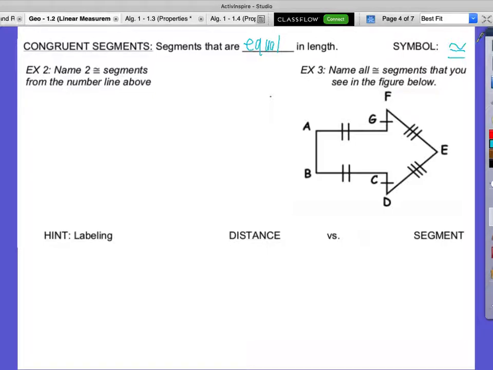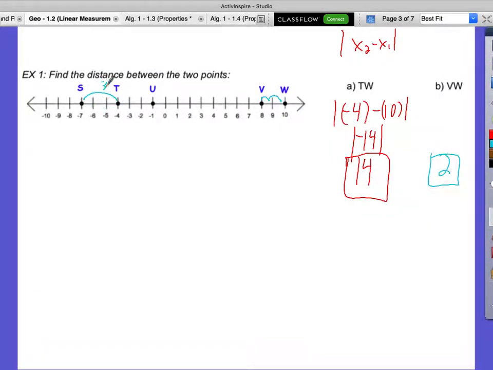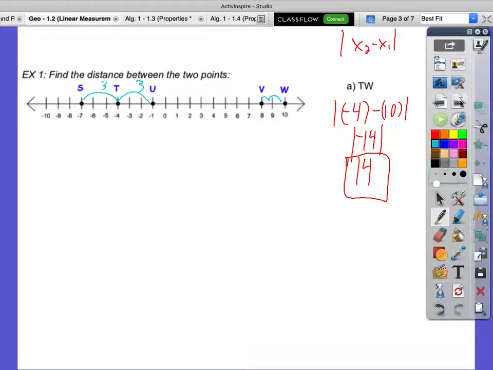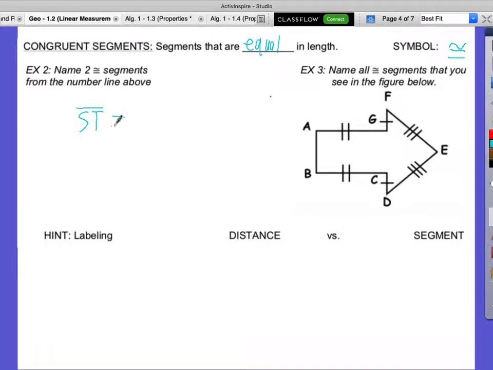Okay, from the number line we had above, can anyone see two congruent segments? Taylor, what are you thinking? ST and TU. What's the length of ST? 3. What's the length of TU? 3. So yeah, the lengths are the same, so they're congruent. So we will say that segment ST is congruent to segment TU.